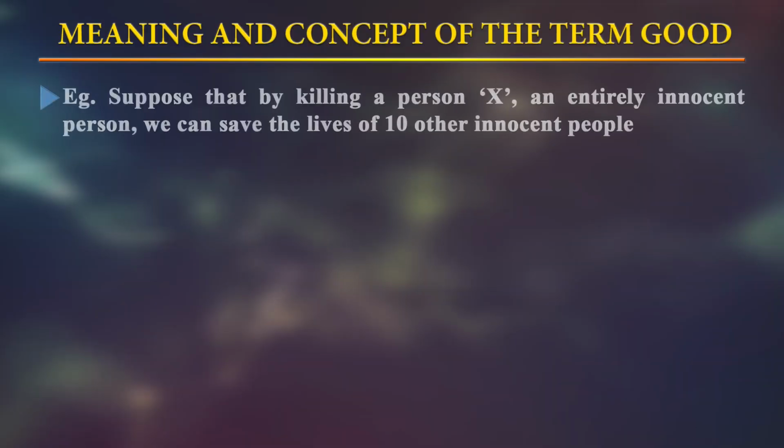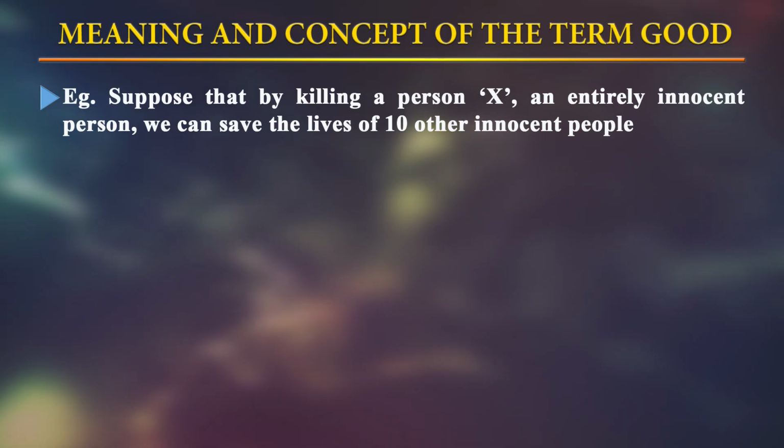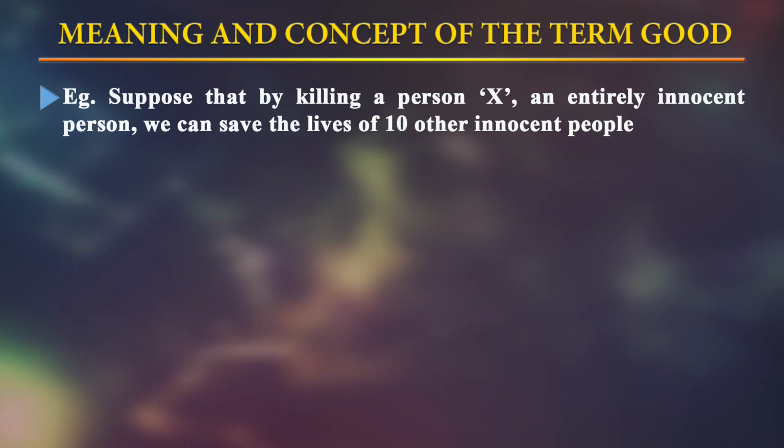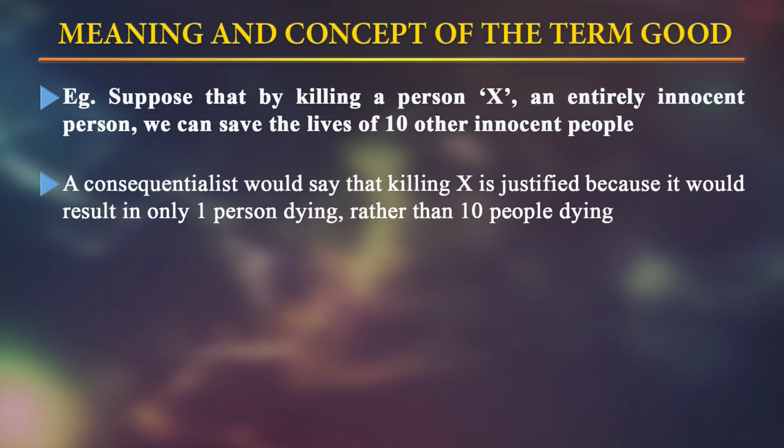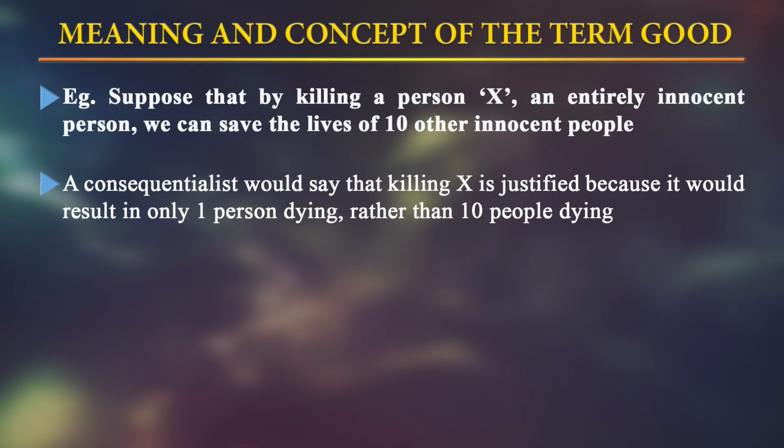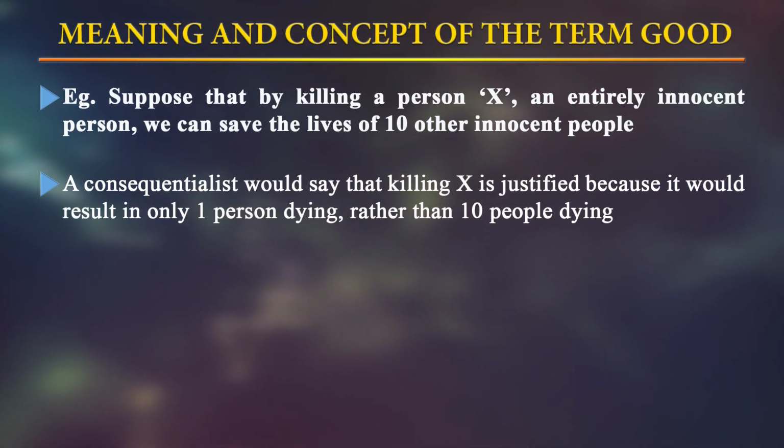So, whether a particular act is right or wrong, it all depends on what kind of result or consequence that particular act generates. For example, suppose that by killing a person X, an entirely innocent person, by letting that person die, we can save the lives of 10 other innocent people. In this situation, a consequentialist would say that killing X is justified because it would result in only one person dying rather than 10 people dying.